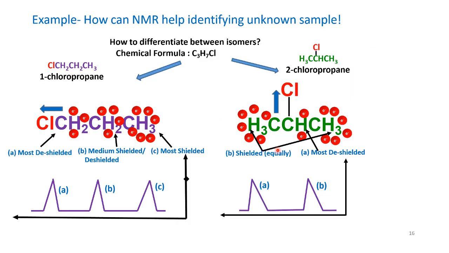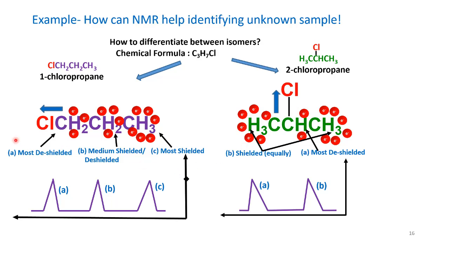So how will we identify an unknown sample in NMR? For different isomers, suppose we have C3H7Cl. We can represent it as 1-chloropropane or as 2-chloropropane. So now we have two different chemical structures. In 1-chloropropane, the chlorine is attached at the first carbon. However, in 2-chloropropane, the chlorine is attached at the second carbon.